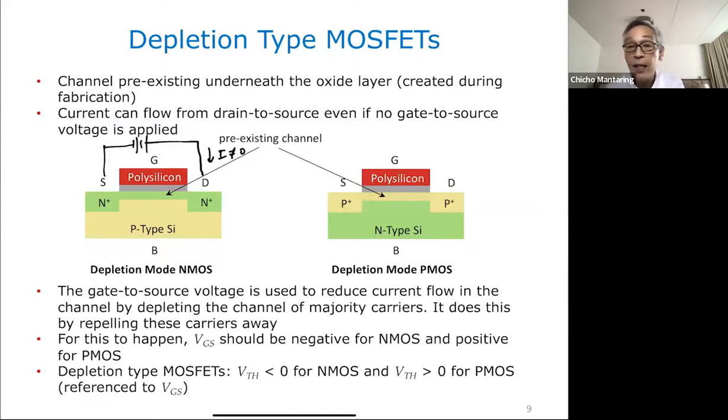The function of the gate is to deplete the charges here. Now, how do you deplete the charges there? You repel them, no? You push them away. You push the charges here away by applying a negative voltage at the gate with respect to the source. So if I apply a negative voltage at the gate with respect to the source, that will look something like this. Negative voltage at the gate with respect to the source.